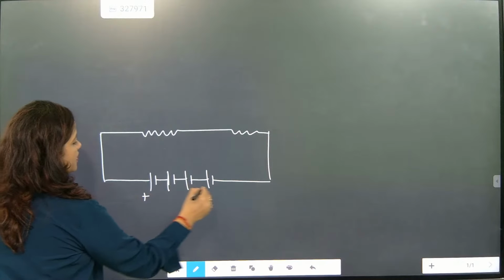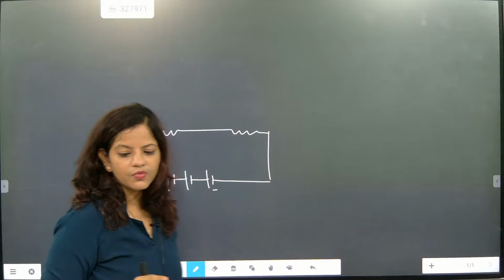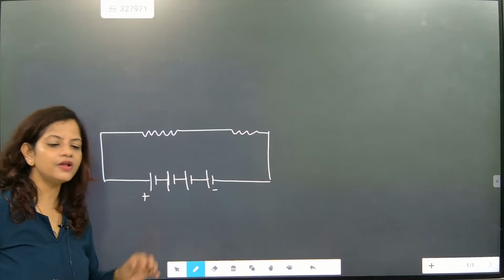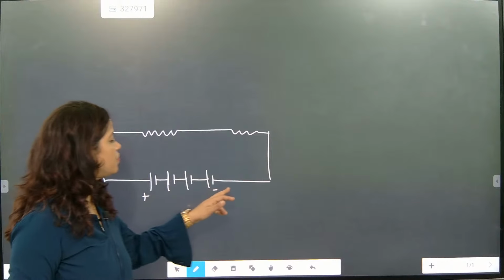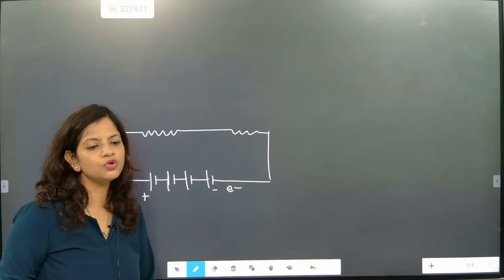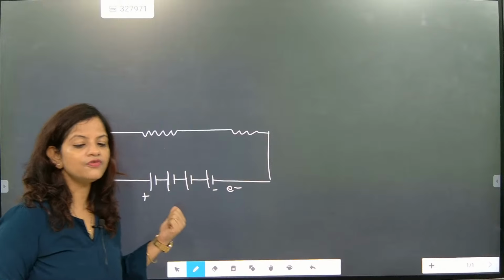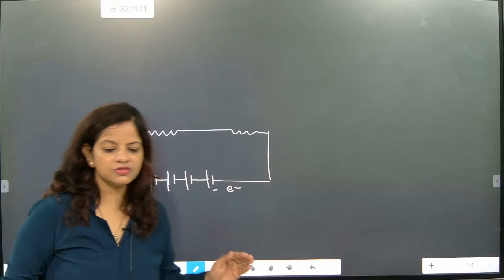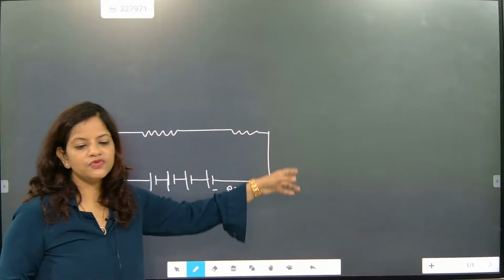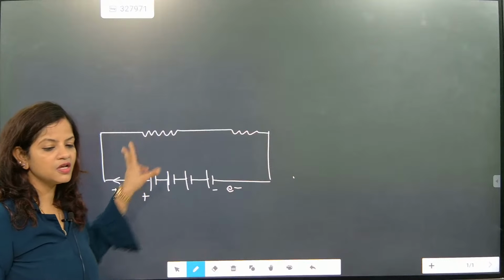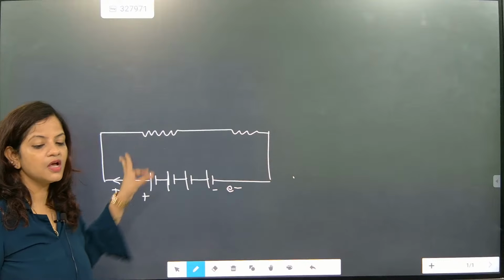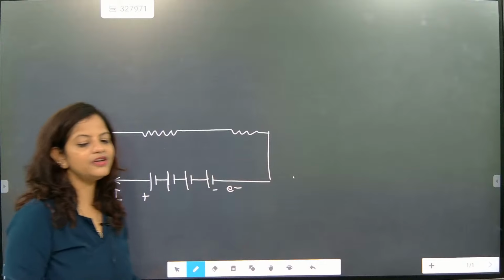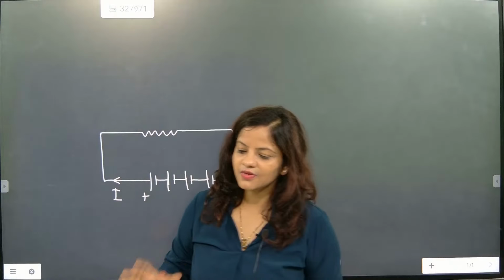So this is positive and this is negative. Conventionally, what are we exactly claiming? Conventionally we are claiming a very important thing: the flow of electrons is from the negative terminal to the positive terminal. And beta, what is the flow of current? From the positive terminal towards the negative terminal. Understood? One is going from positive towards negative, one is coming from negative towards positive. So electrons are moving from negative towards positive and current is moving from positive to negative. That's the most important thing.